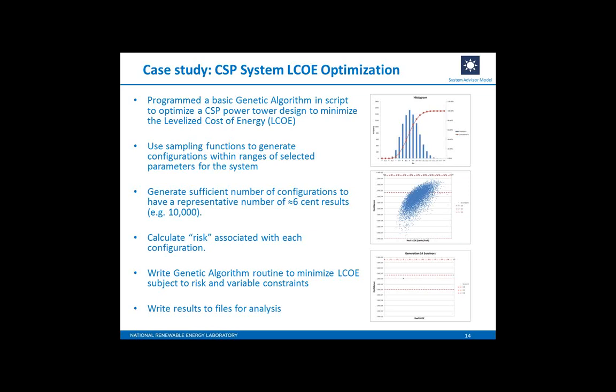They used over 10,000 simulations running in parallel from the script language to generate this results space that was then optimized with the genetic algorithm to minimize the LCOE. And then they were able to write all these results to files and generate plots as well. So, a pretty powerful simulation that otherwise you couldn't really do with SAM if you weren't doing it with the scripting language.